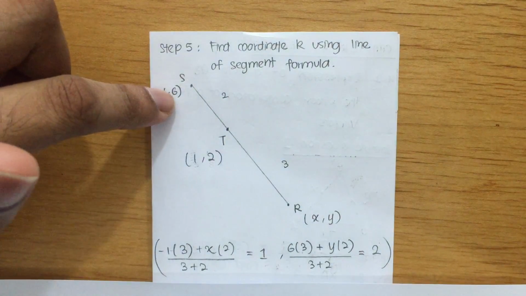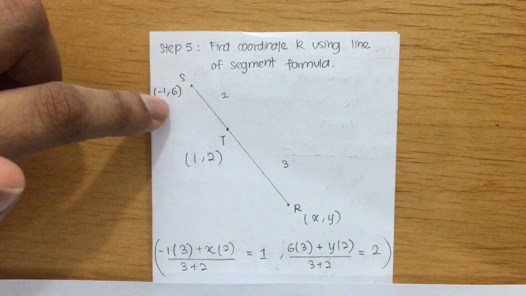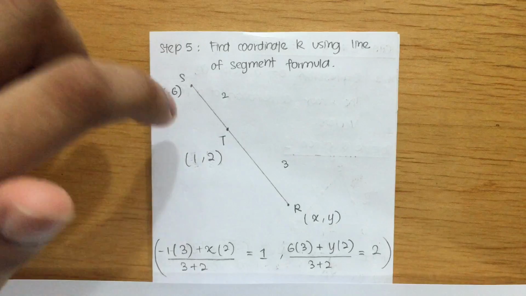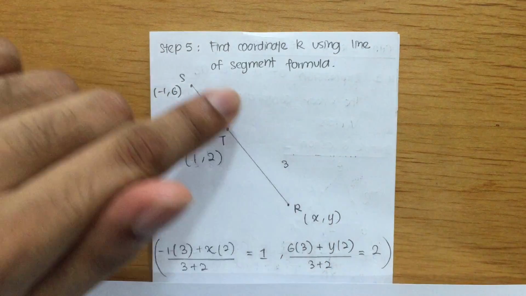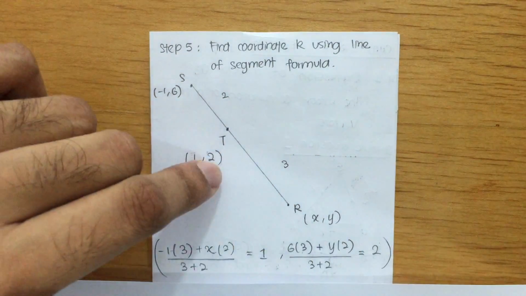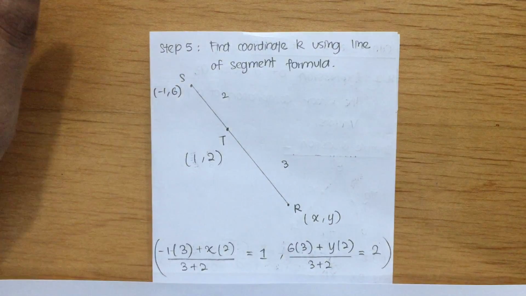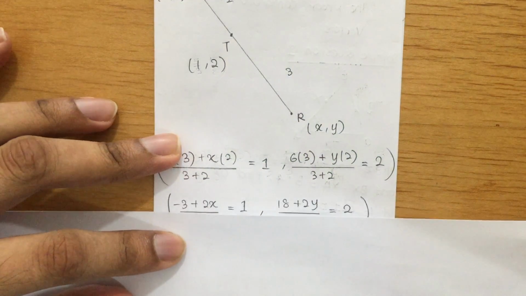And then followed by the y coordinate over here. We start with the S. Excuse me guys. 6 times with the opposite ratio. So what is the opposite ratio? Is 3. You 6 times 3. And then plus y times with the opposite ratio, which is 2. Divide by 3 plus 2. And then equals to 2. So you have compared in terms of the y coordinate. Okay, proceed to the next step.